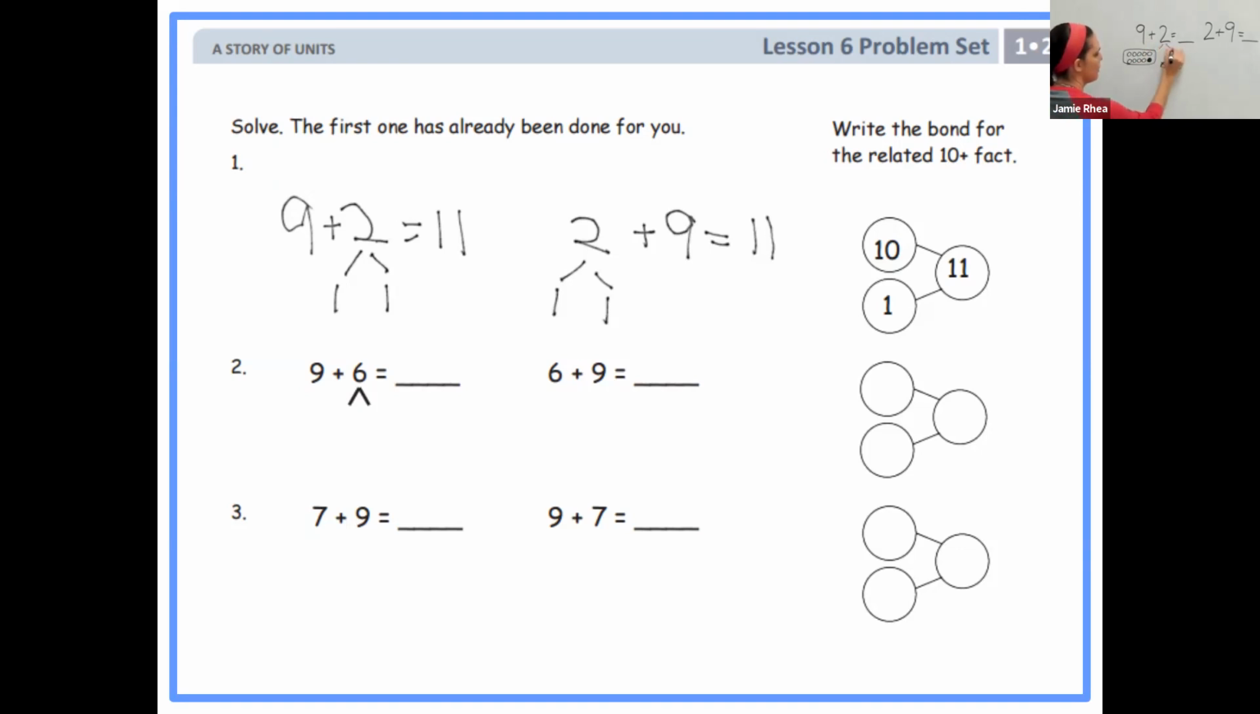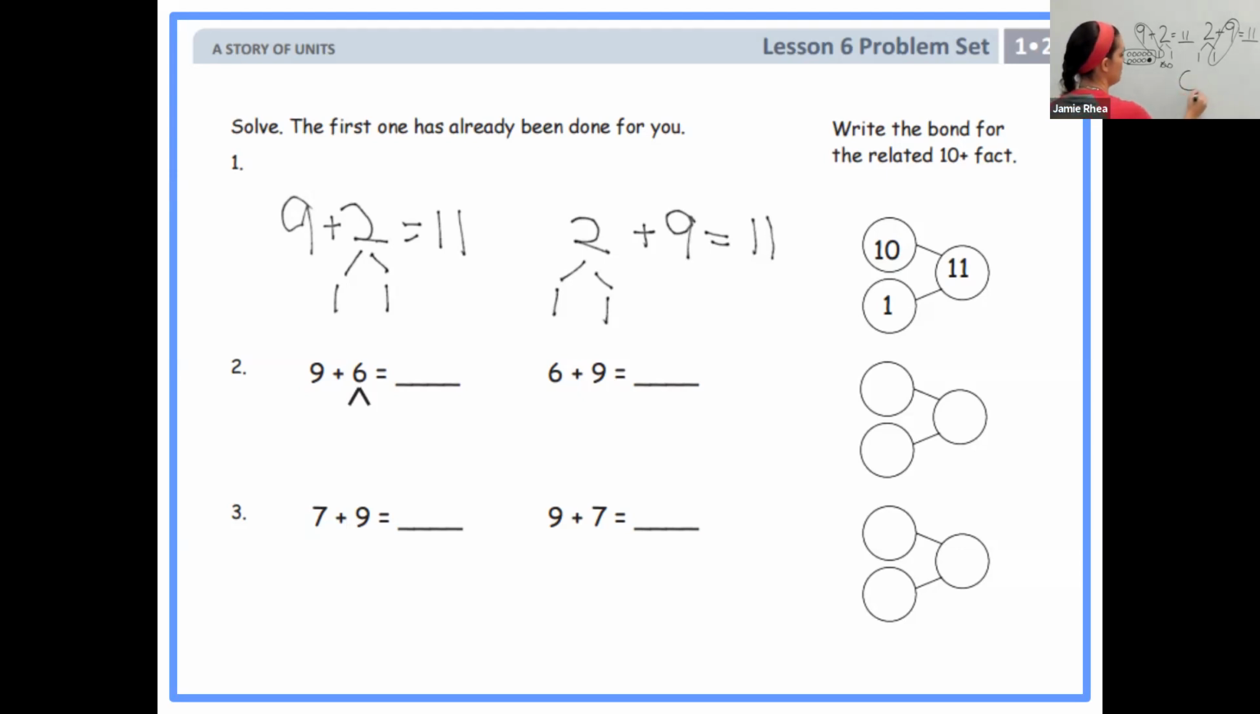And I'm going to break this apart. There's 1 in my 10 box. Here's my other 1. Okay, so I can say 9 plus 1 equals 10, plus 1 more equals 11. So I can break this apart and say 9 and 1 make 10, 10 and 1 make 11. Now I'm not done with this yet because it also wants me to write a number bond related 10 part, okay?